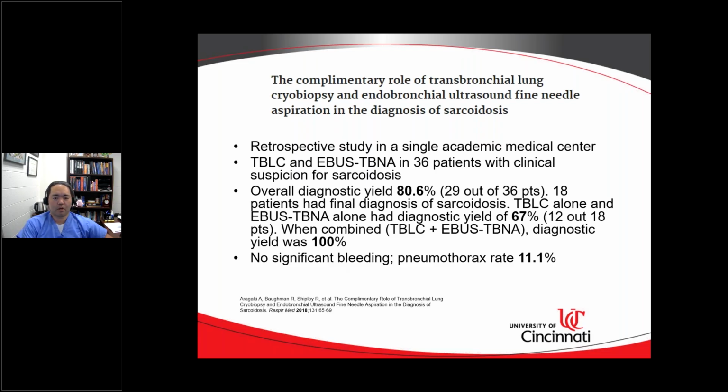We have been quoted also in other publications, particularly in Lancet and Lancet Respiratory Medicine, that cryobiopsy sometimes is good also to just rule out other conditions that may mimic sarcoidosis. And here in Cincinnati, we are in the Ohio Valley, and there's a lot of histoplasma, so we found a couple of cases with that as well. There was no significant bleeding, and the pneumothorax rate was around 11%, which is in line with other reports.